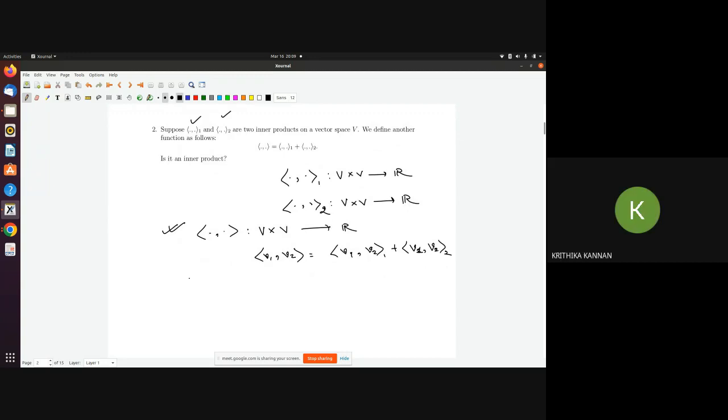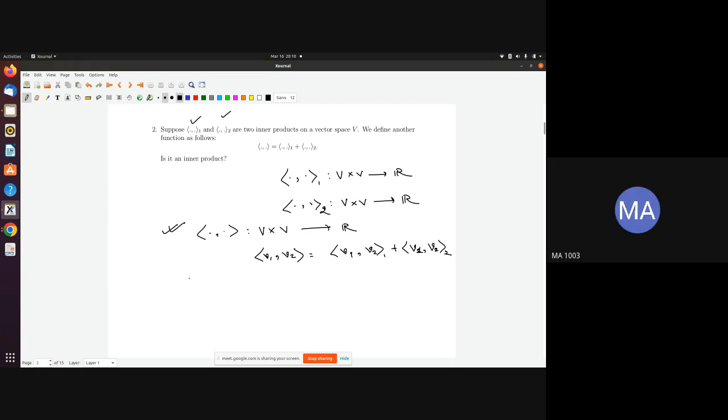It will be, sir, because the other two are inner products themselves. So they satisfy all the conditions, and then when you add them, it will end up satisfying. Okay. Is it clear to everyone? Yes, sir. What about the first property?